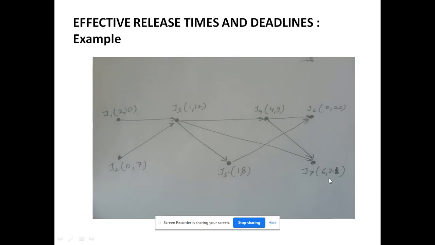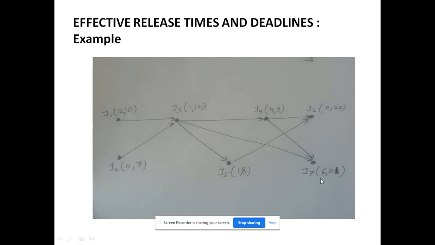Now J7. J7 also has two predecessors, J4 and J3. The given release time of J7 is 6. The effective release time of J4, which we previously calculated, is 4. The effective release time of J3, also previously calculated, is 2.